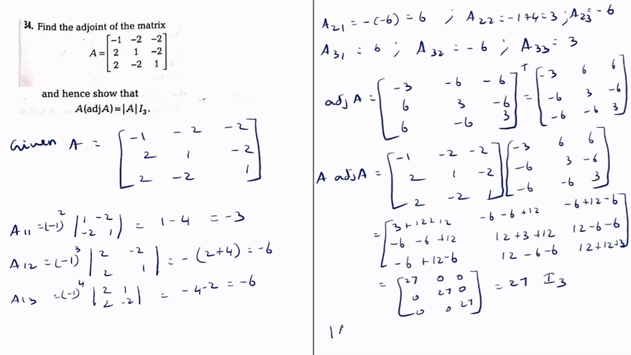And now if we find determinant of A, it is minus 1 into 1 minus 4 minus 3 plus 2 into 2 plus 4, 6 minus 2 into minus 4 minus 2 minus 6. So this is 12 plus 12 plus 3. This is equal to 27. So this is A into adjoint of A.